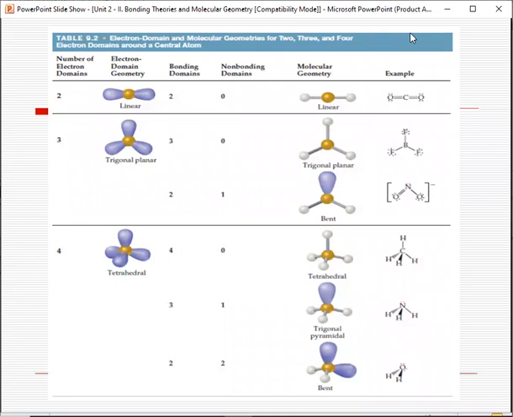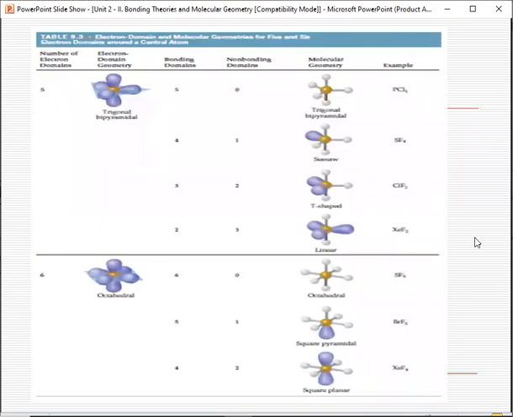This table is the summary for the geometry, molecular geometry, and example for the molecules that have an outer atom and a lone pair. You also have this in your handouts.